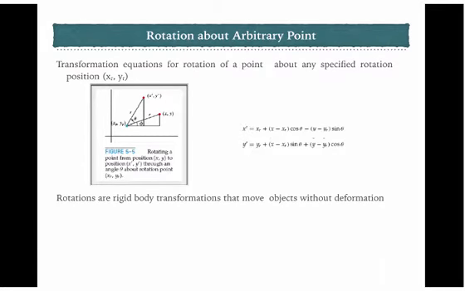Rotation about an arbitrary point. Transformation equation for the rotation of a point about any specific rotation point position xr and yr. As we can see in the figure, the original point, the starting point x, y is rotated about xr and yr, which is denoted in the blue dot, to the new coordinate x dash and y dash. And as the rotation angle is theta, the equations we use for this rotation are given here. Rotations are rigid body transformations that move objects without deformation.